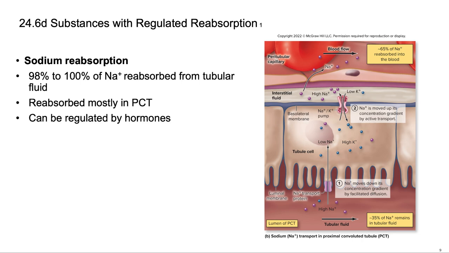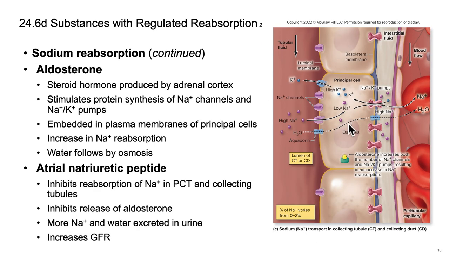Now, this process can be regulated by various hormones, right? And the hormones are ones you should be familiar with, things like aldosterone and ANP, right? So aldosterone, again, for both of these, think about where they're coming from, right?